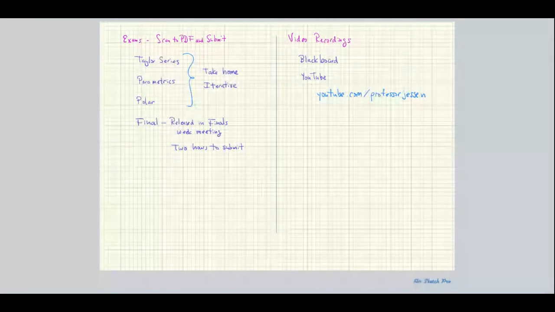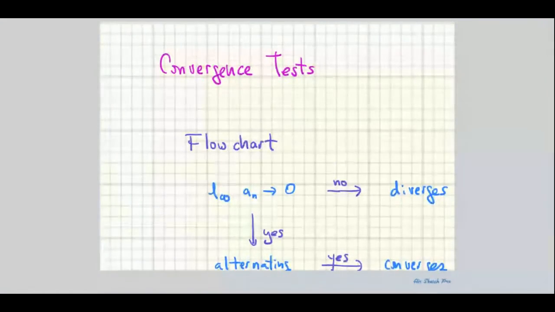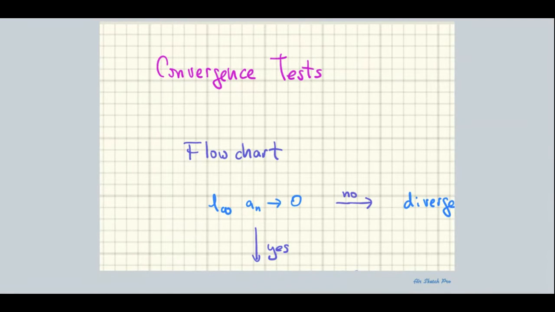So, today we're going to be talking about convergence tests. All right? And with convergence tests, the most important thing is to have a way of knowing which test to use when. And for this, I've set up a flowchart. The flowchart starts always with the divergence test, also known as the nth term test.